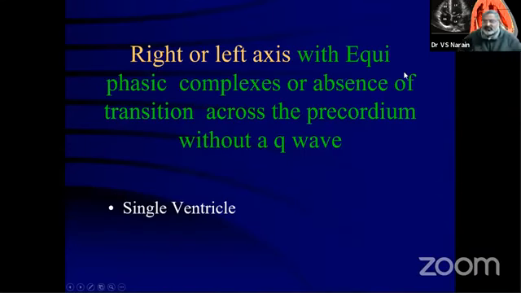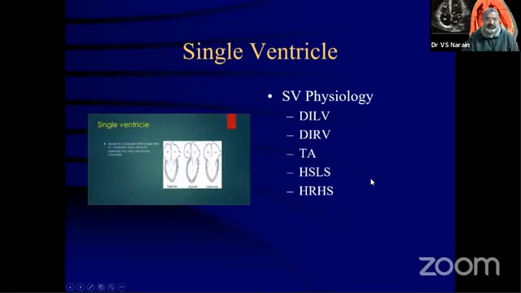Now, this is something which we often talk about, that you have a right or left axis with equiphasic complexes, absence of transition across the precordium. Now, why do you get a transition? You will get a transition when there is both left and right ventricle present. But if the septum is absent or only one ventricle is there, then you will have absence of transition, and the axis could be right or left. All kinds of things can happen. But once you have an absence of transition, it is likely to be a single ventricle situation.